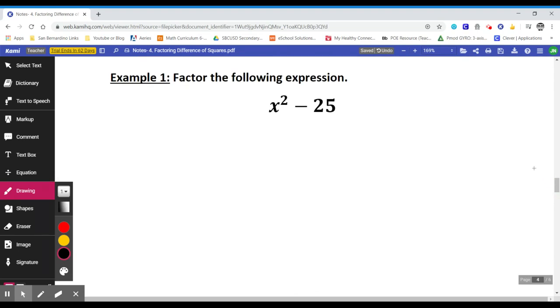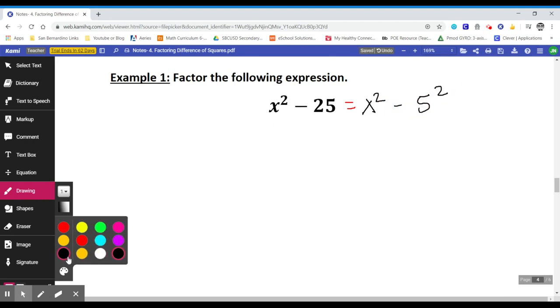So we have x squared minus 25. Now, since I am a very smart student, I just figured out this is a difference of two squares, so this is actually x squared subtracted by 25. I know that 25 is a perfect square, so I'm going to go ahead and write this as x squared minus 5 squared, because I know that that is a perfect square.